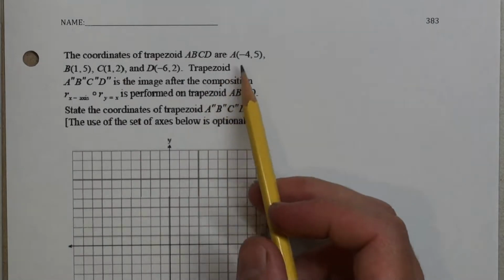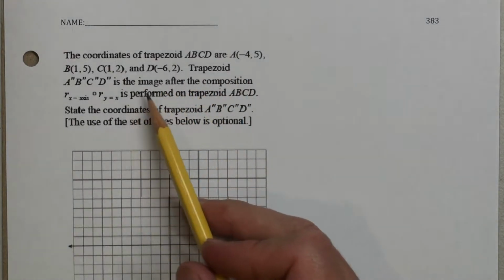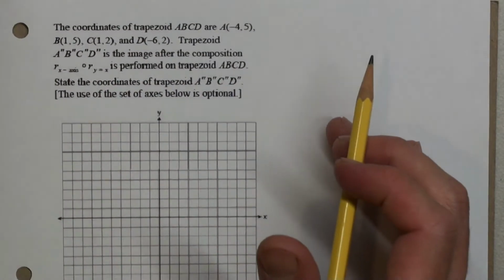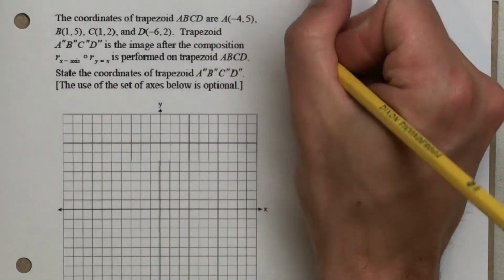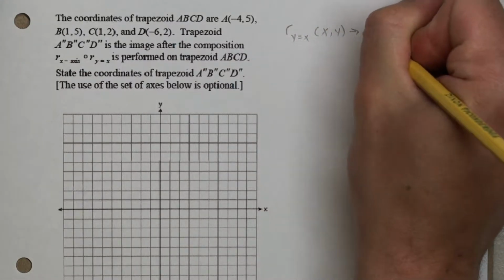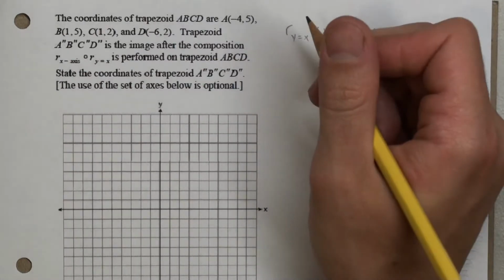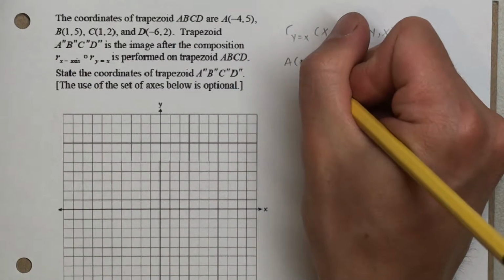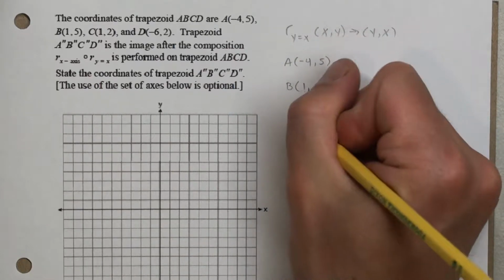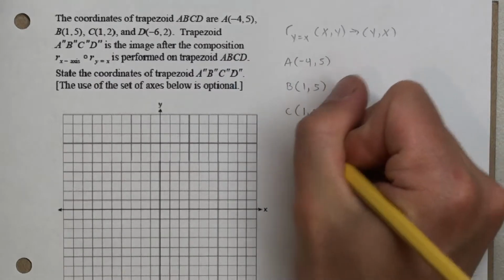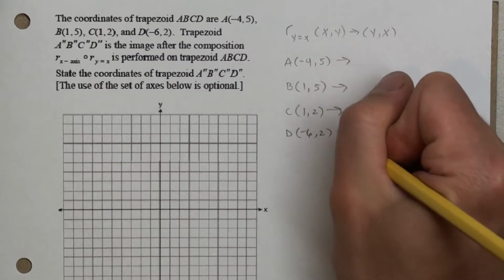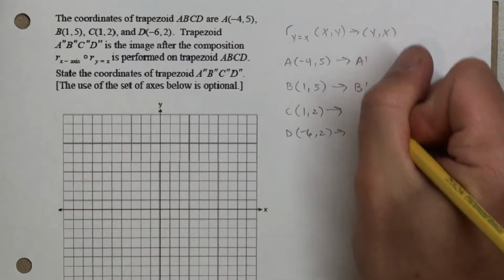The coordinates of a trapezoid are that. This is an image after the composition of this. State the coordinates. We don't need to use the axis, okay? So first we'll do a reflection in the line y = x, which takes (x, y) and makes it (y, x). A is (-4, 5). B is (1, 5). C is (1, 2). And D is (-6, 2). Those will all change.